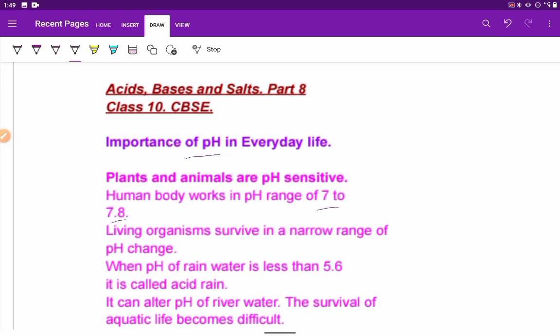In case of rainwater, if the pH level drops below 5.6, we call it acid rain. And when this rain water is drained and if it reaches river water, it can also alter the pH of the river water. There are various types of aquatic life which are present in the river and other aquatic bodies. The survival of aquatic life will become very difficult if the pH becomes highly acidic.